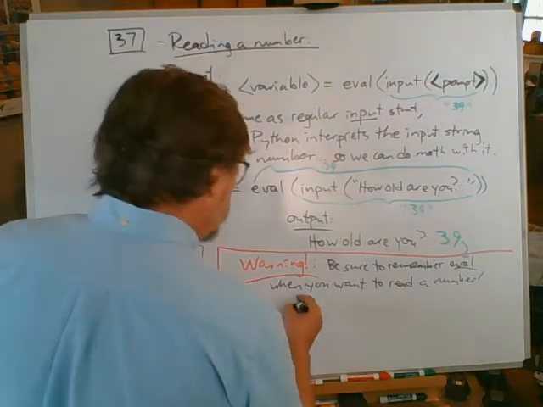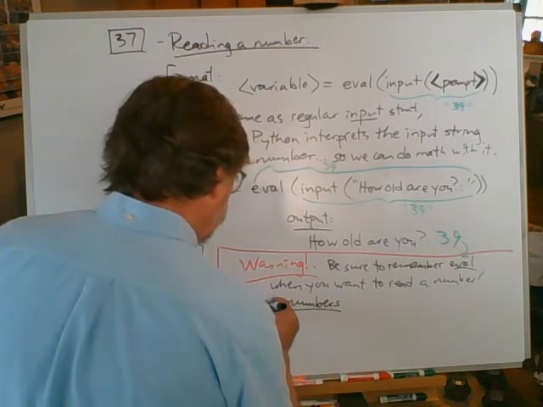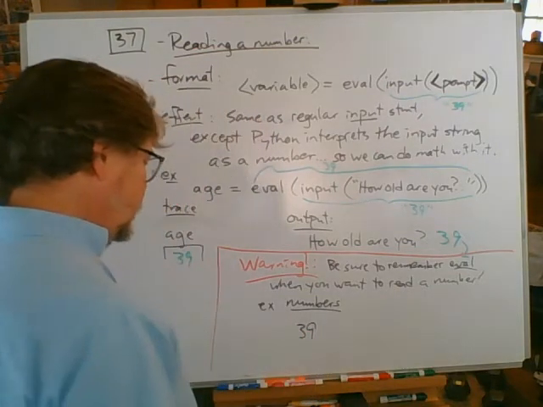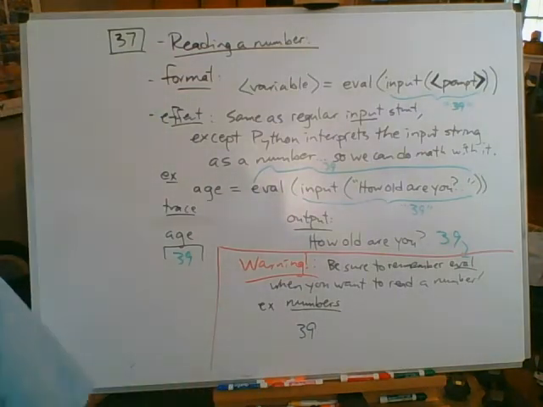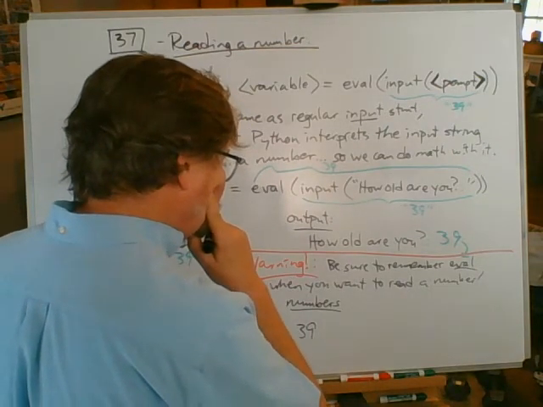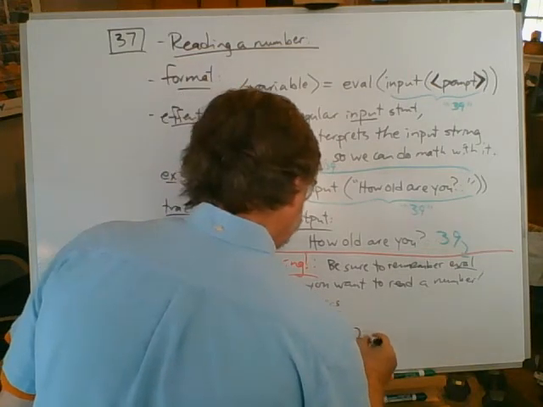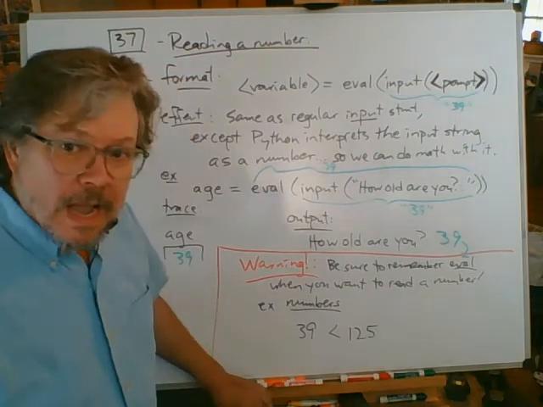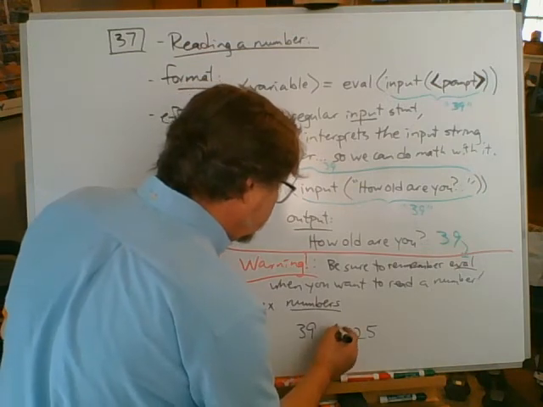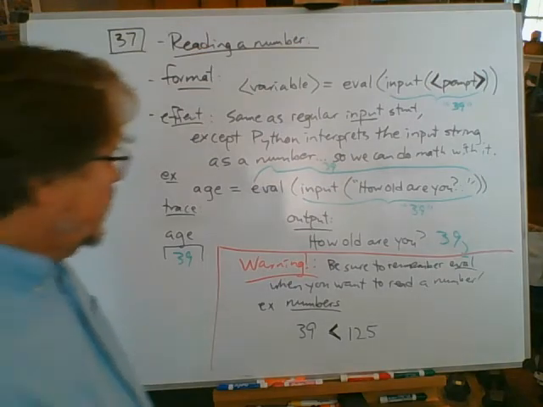Here's where it matters. Here are numbers. This will be an example, by the way. Example. Numbers. Here's my 39. What do I want to compare that to? Let me see. 39 is less than 125. I had to wait until I came up with the perfect number. That's the perfect number, 39. Oh, everybody knows that. Of course it's less than 125. But no.